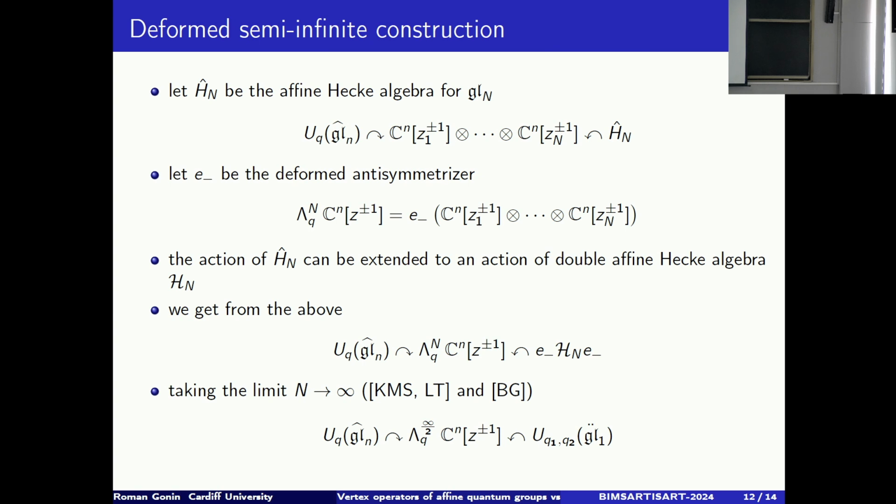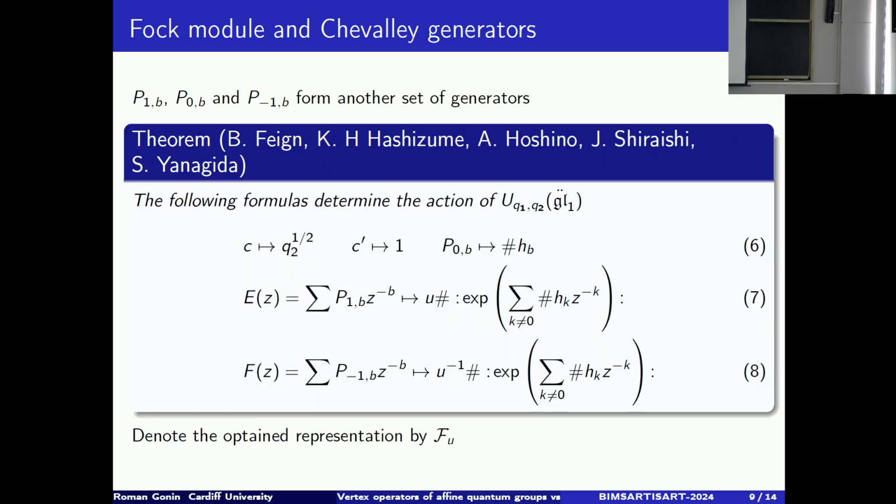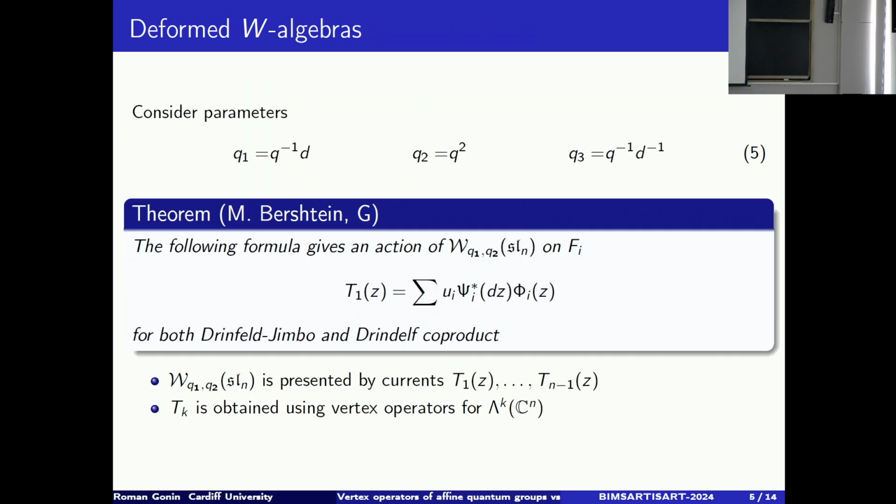I have two questions. You mentioned the deformed W algebras, and I wonder, can we do a similar construction for the deformed W algebra? Construct a similar representation. Maybe I didn't understand the question, but a representation of toroidal algebra basically gives a representation of W algebra of SLN or GLN. What's the question, maybe?